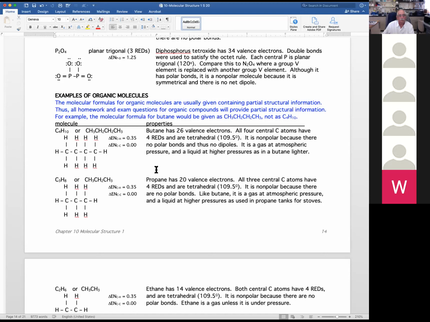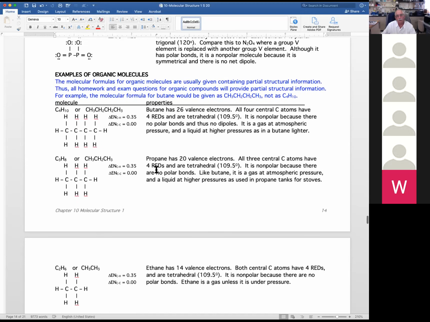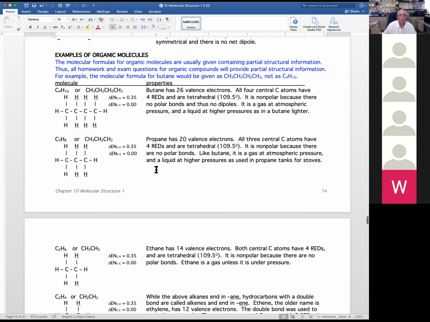So here are some examples of organic molecules. Organic molecules are those that are based in carbon. And carbon is unique because it always wants to form 4 bonds, and it can join to itself in multiple ways, making an infinite number of different kinds of organic molecules. So here is butane. Here's the molecular formula. Here's a partial structure.